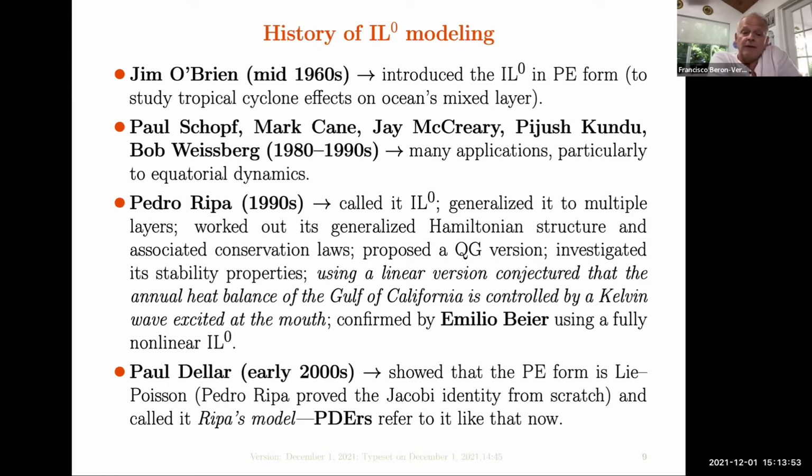Pedro Ripa got attracted and worked out the geometric structure, the Hamiltonian structure of the model, and applied it in the Gulf of Mexico and the Gulf of California. And he got students and colleagues working on the subject at that time. Emilio Beier was his student, and he applied the model to understand the dynamics of the Gulf of California. Then, for some time, the idea was abandoned, mainly because of the increase in computational power.